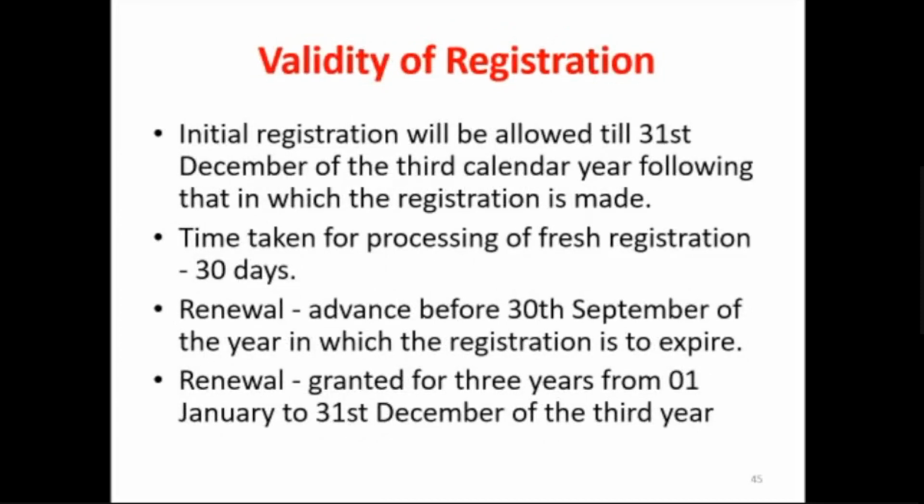And then what is the validity of registration? Generally the initial registration will be allowed till 31st December of the third calendar year following that in which registration is made. For example, if the RNP is being registered today, that is in July 2022, then the registration is valid up to 31/12/2025. That is 31st December of the third calendar year, up to which the registration is completely valid.